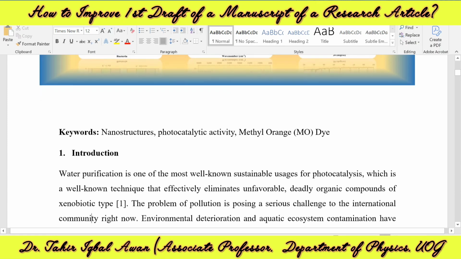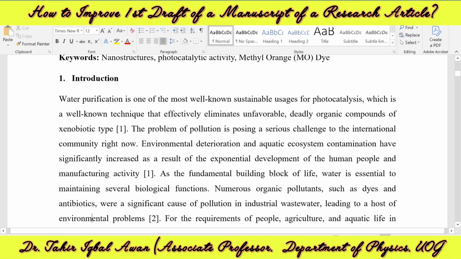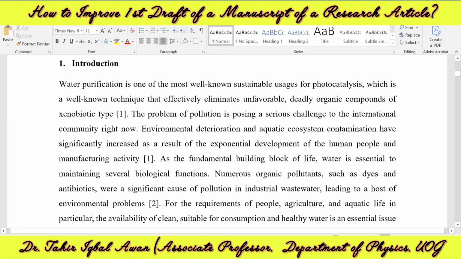So let's move on to the introduction. The introduction starts reasonably good, but I can see that the first part should focus more on the applications, or the highlight or significance of the present study that is given.